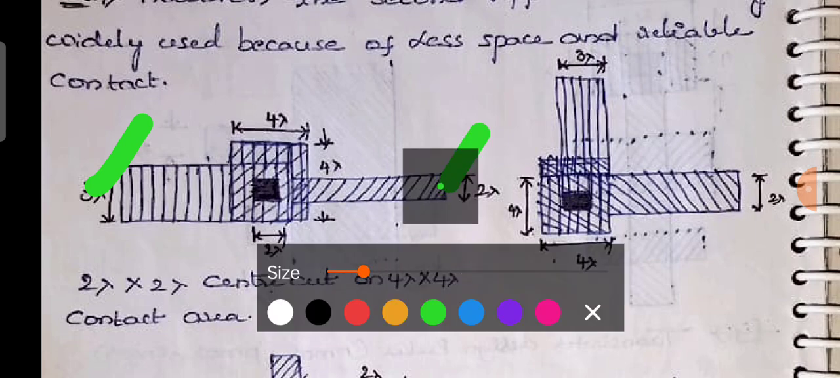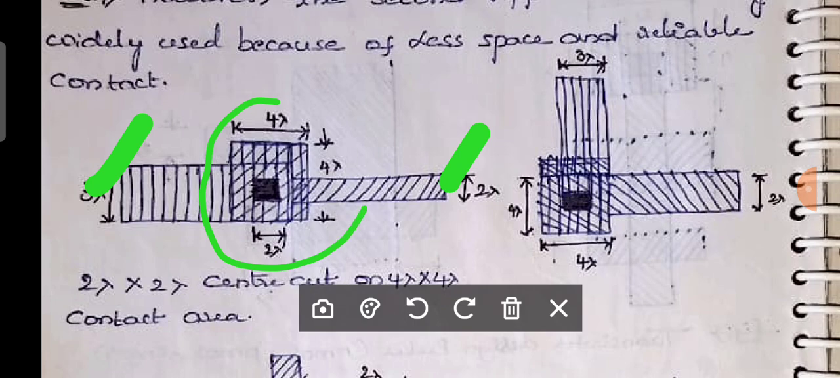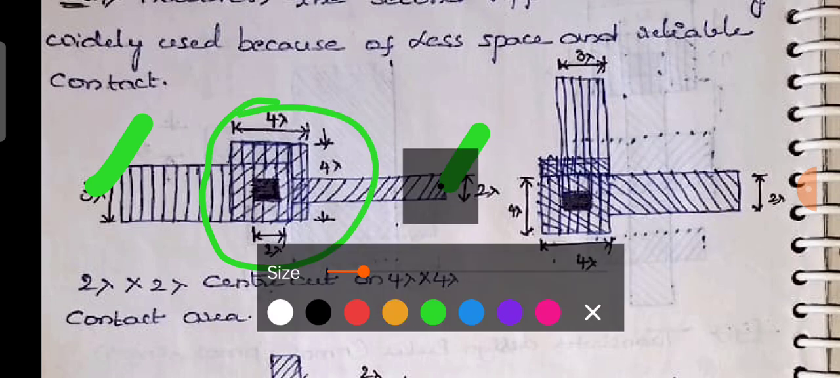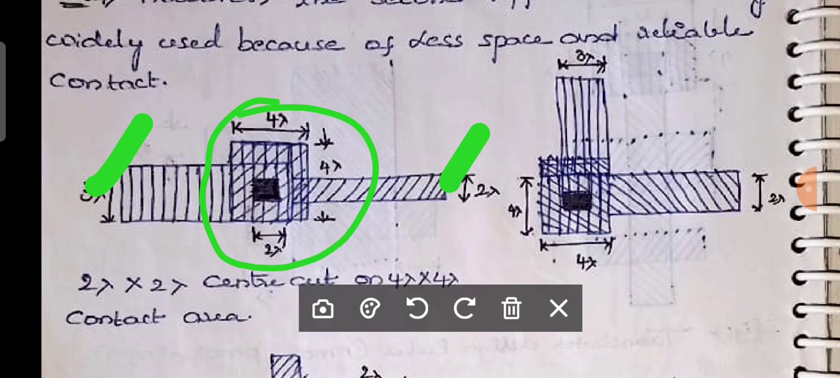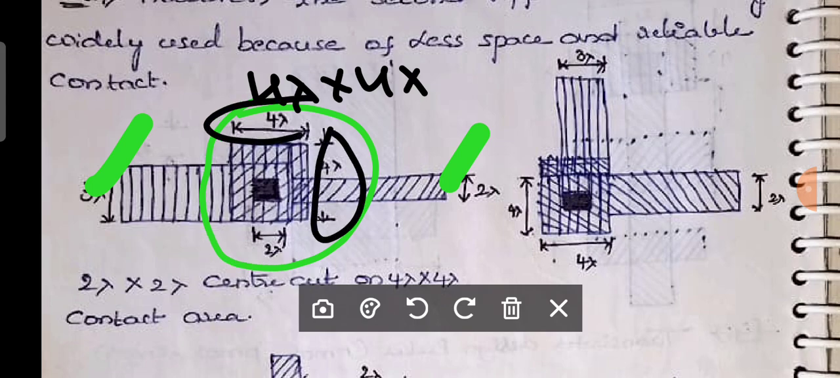If these two are interacting with each other, then you are having a contact. I hope that is clear. Now you know very well the rules of what we'll call contact area. Contact area is what? 4 lambda by 4 lambda. If you want, you may observe this is 4 lambda. Here I mentioned this is 4 lambda, this is 4 lambda.